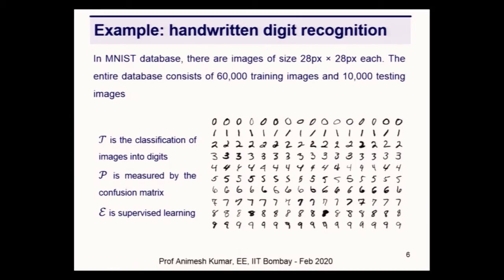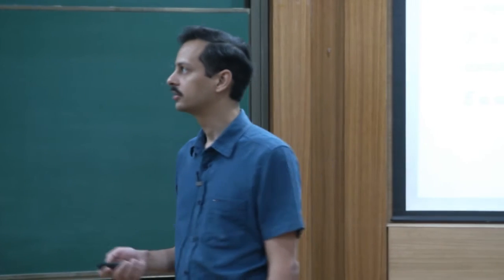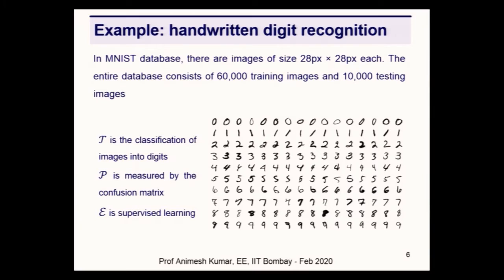So what does it consist of? There's this notion of training images, so that I'll tell you in maybe the next slide, and it has some 10,000 test images. So 60,000 is like a moderately large number, not very small, not very large. And what does it consist of? So it consists of images.